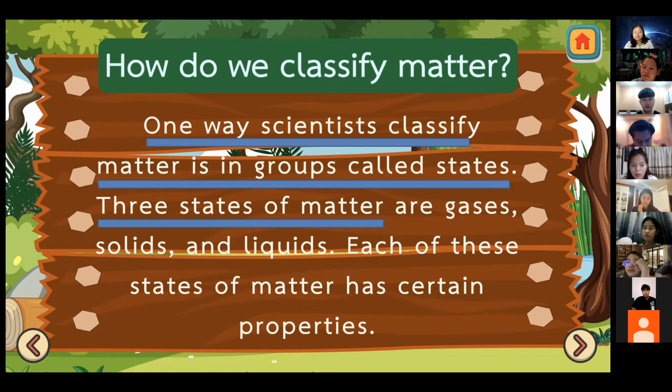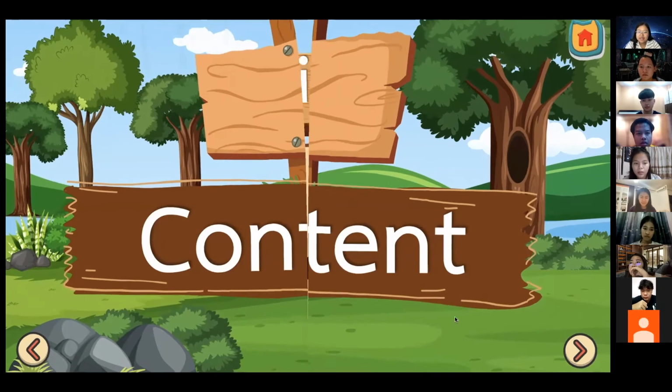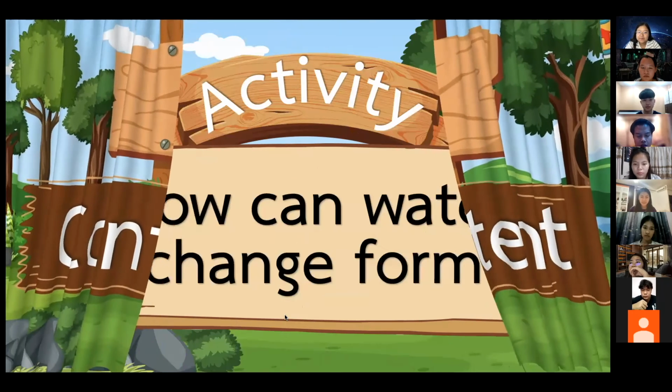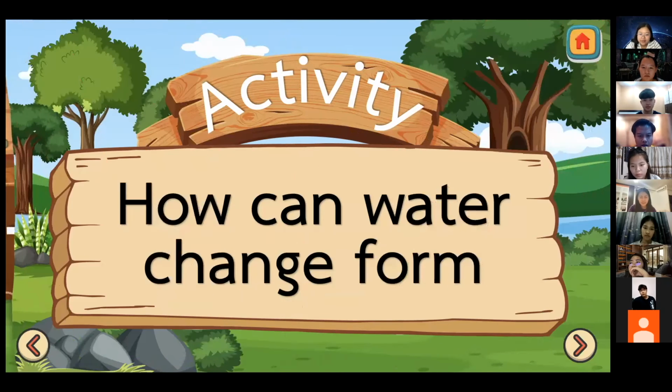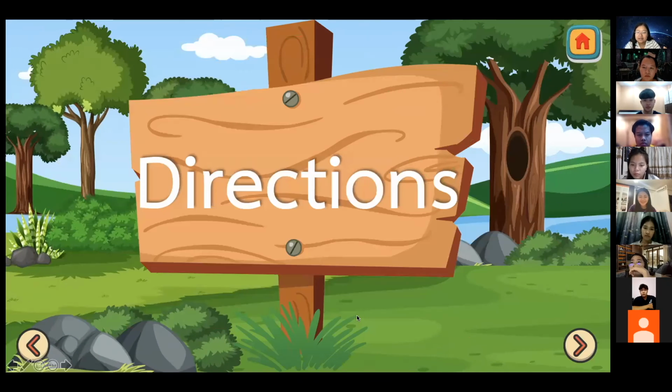Okay. Now you've already finished this activity. Let's move to the next activity. Okay, teacher. Awesome. Okay, everyone, move to the content. Today, the activity is how can water change form? Let's see the directions. The content is about the experiment.